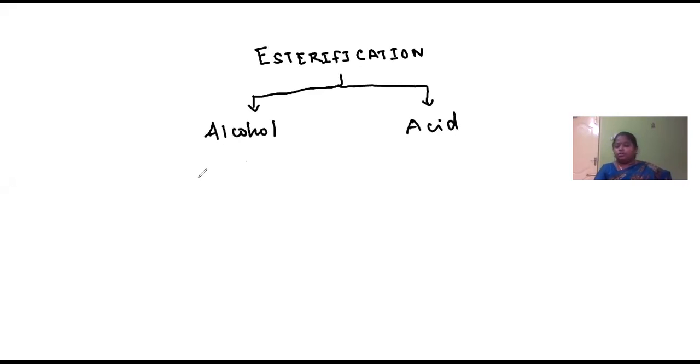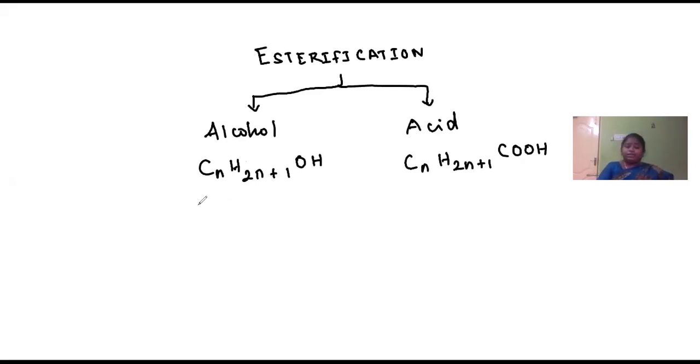So alcohol. What is the general formula? CnH2n+1OH, right? Same way for carboxylic acid, CnH2n+1COOH, right? For example, ethanol is C2H5OH. That means 2 carbon atoms, 2 into 2 is 4, 4 plus 1 is 5. So C2H5OH, right?